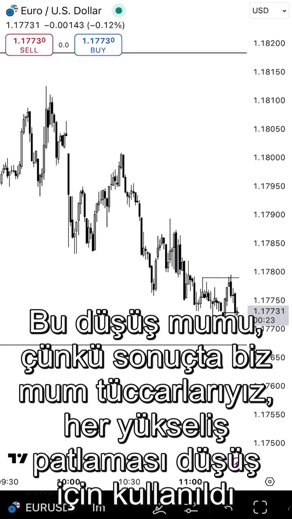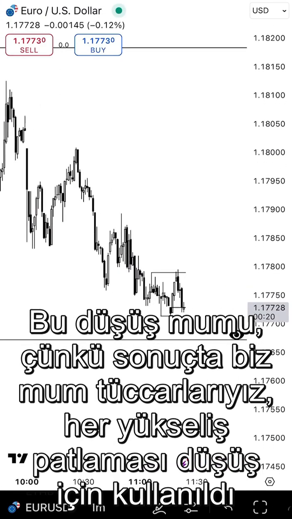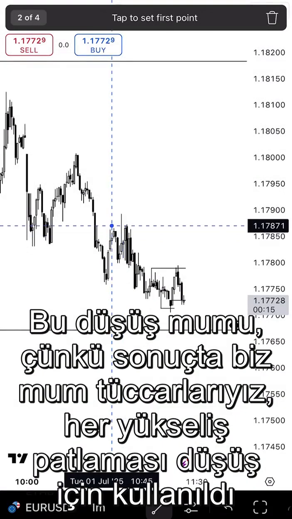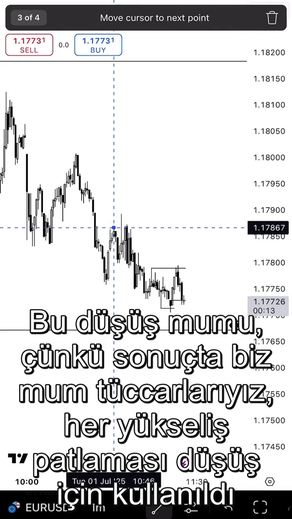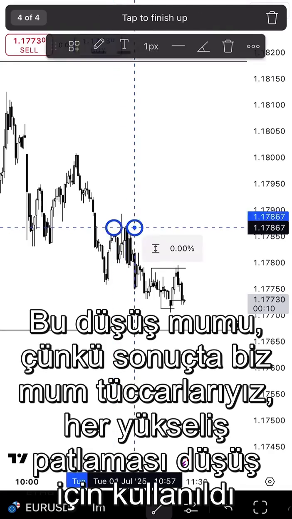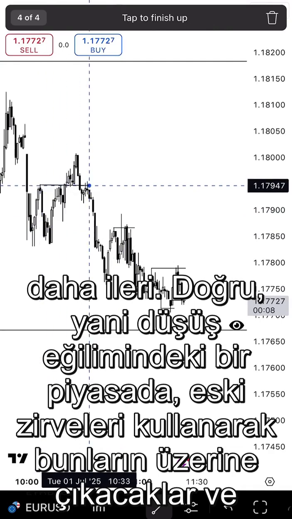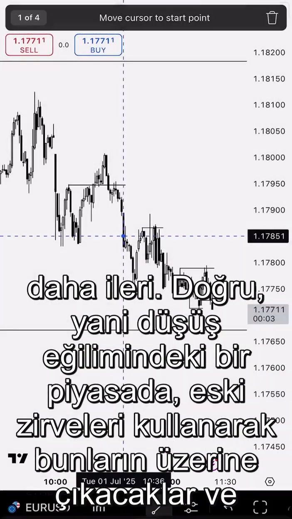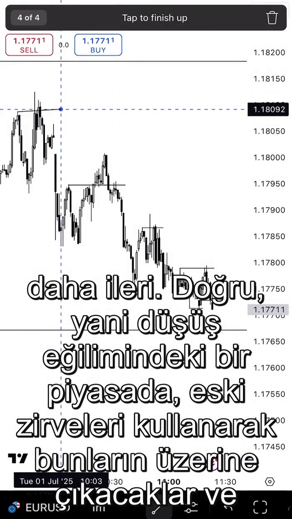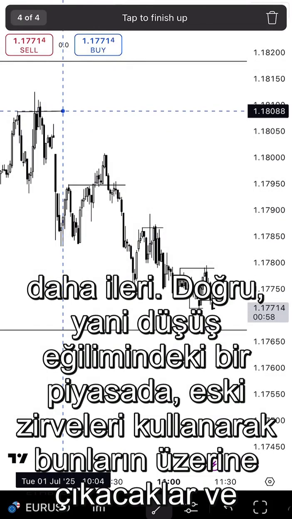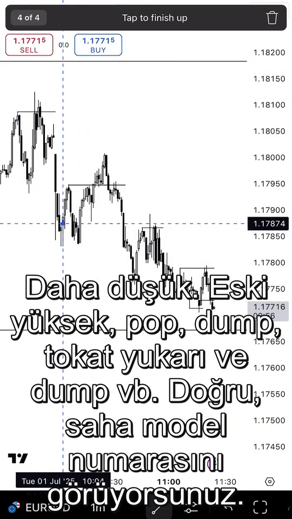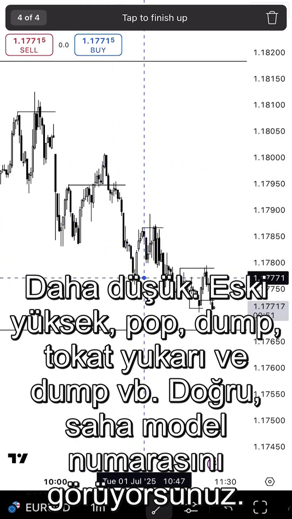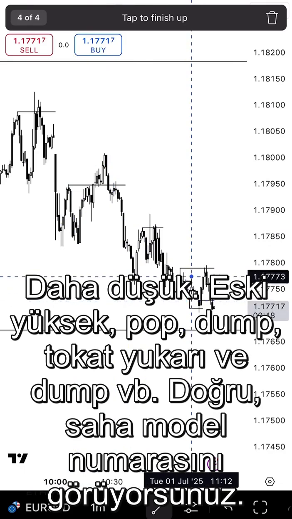And throughout this bearish candle, because we are candle traders after all, right? Every bullish pop was used to dump further, right? So in a bearish market, they're going to use old highs to pop above them and dump lower. Old high, pop, dump, smack above and dump, and so on.